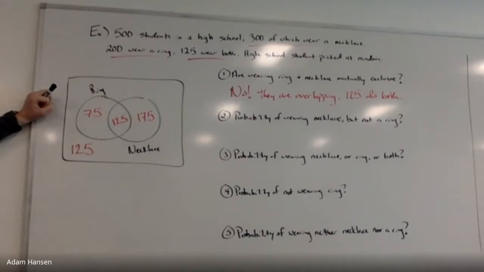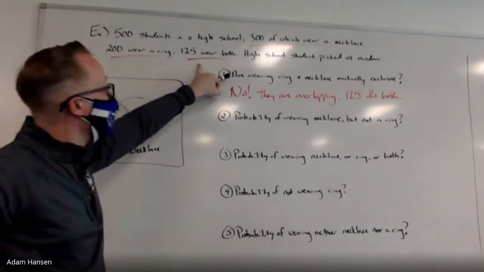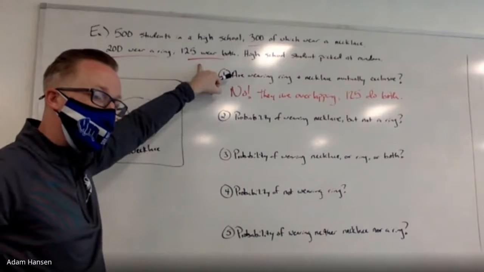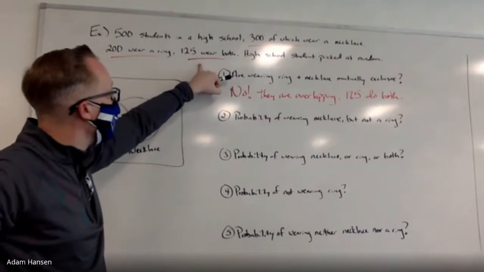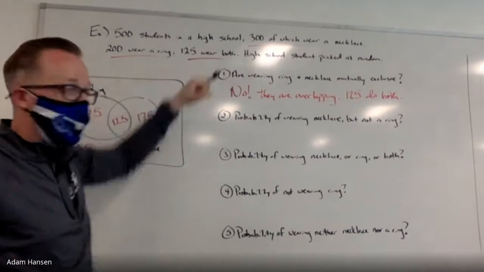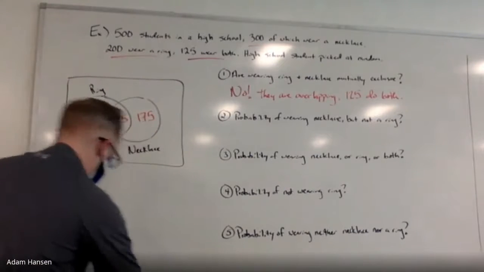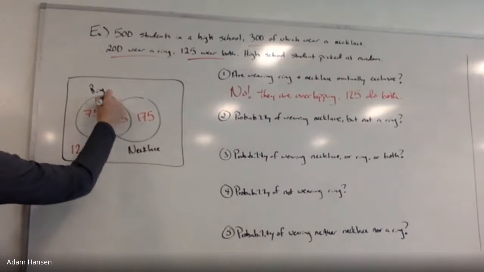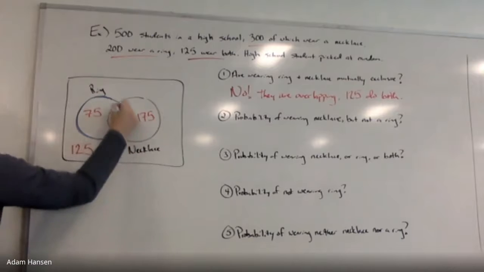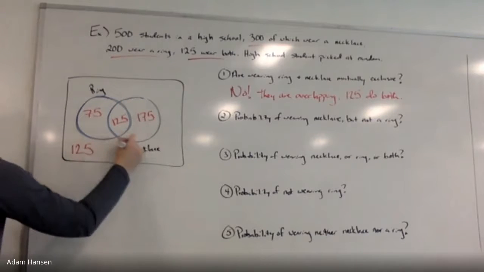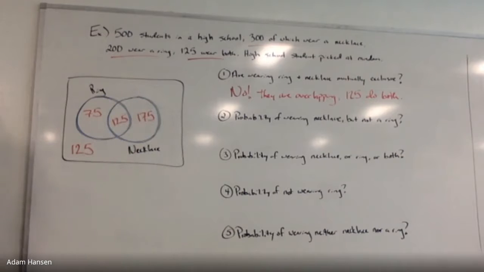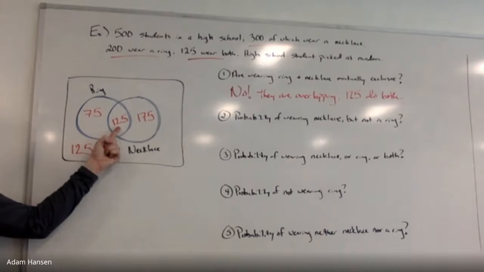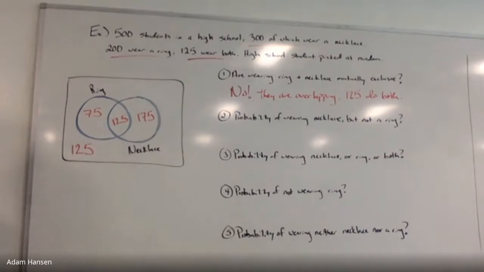Wait, how does that make sense? Because it says 300 are wearing a necklace and 200 are wearing rings. So that's 500 and then 125. Okay. When you add up the 300 and 200, you're counting up the 125 twice, right? Let me show you why here, Emma. Aren't there 200 that wear a ring? And 300 that wear a necklace, right? Who got circled more than once? So I can't double count.